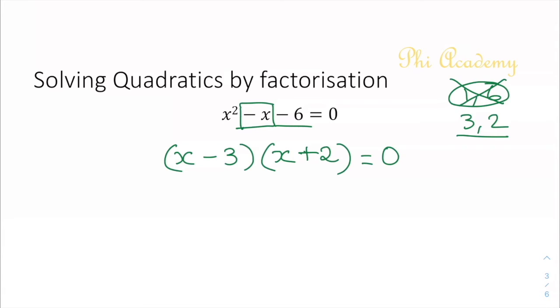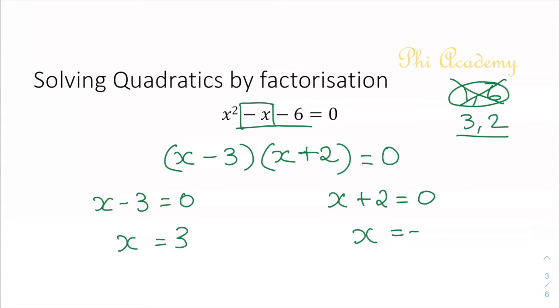You can check whether you got your factorizing right by expanding it and making sure it is the same as the question you started with. Now let us solve this equation. So let's put x minus 3 equal to 0, so x is equal to 3, and let us put x plus 2 equal to 0, from which the value of x is minus 2. So the value can be 3 or minus 2.